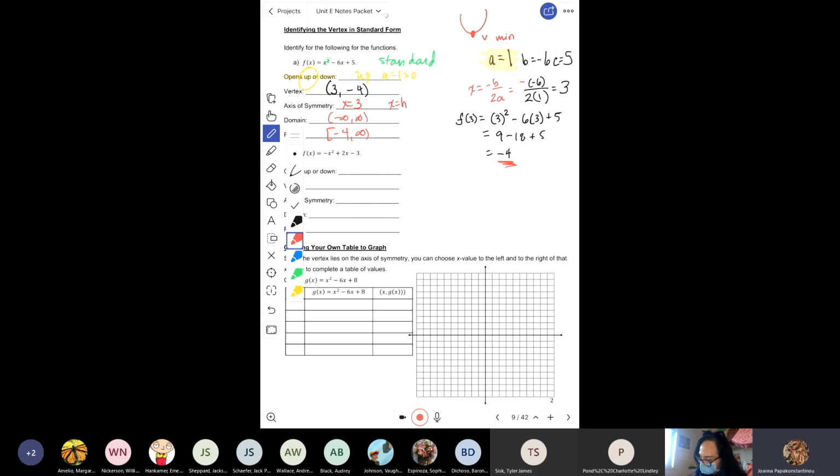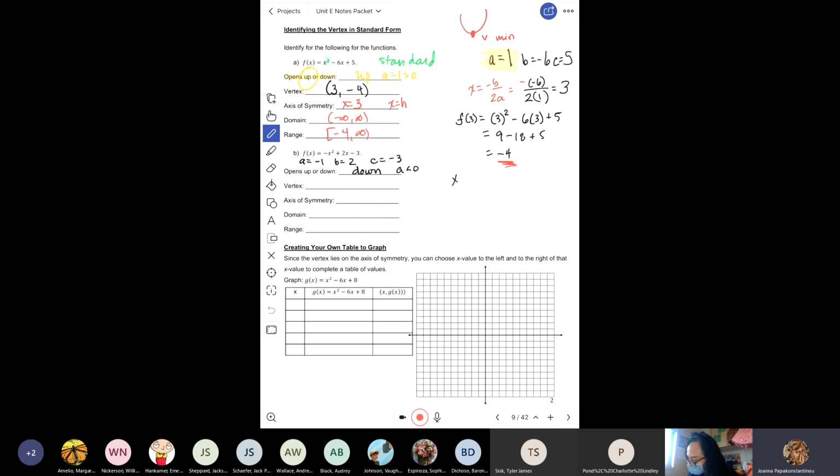First, you want to identify a, b, and c. What is a? What is b? And what is c? -3. So does this open up or down? It opens down because a is less than 0. a is -1. Now, we need to find the vertex.